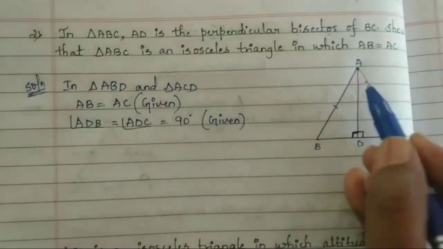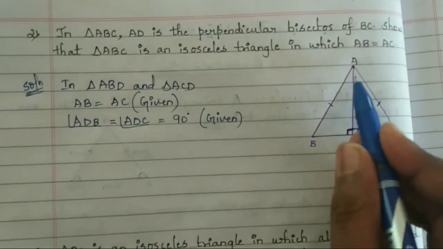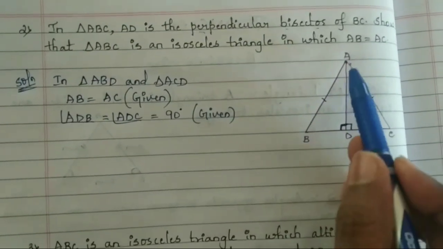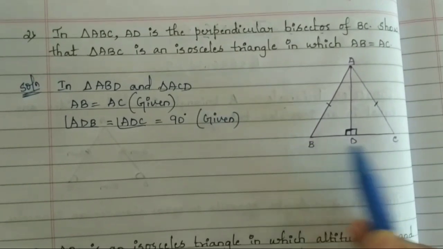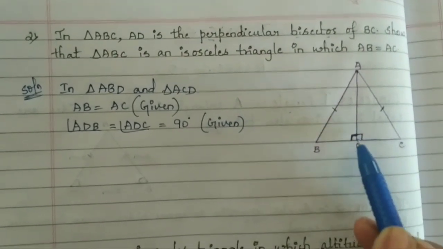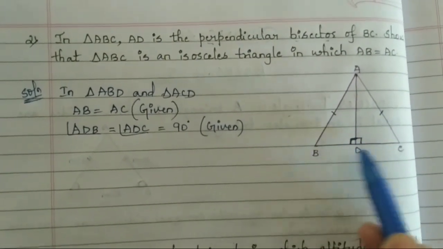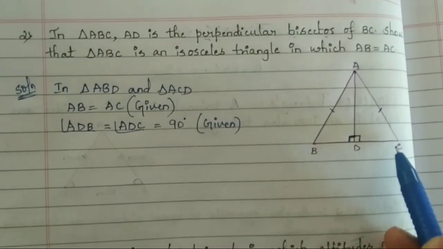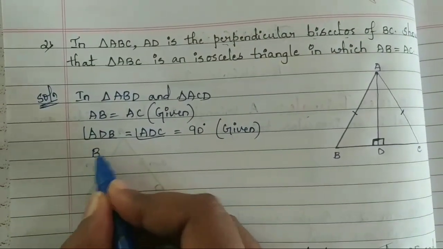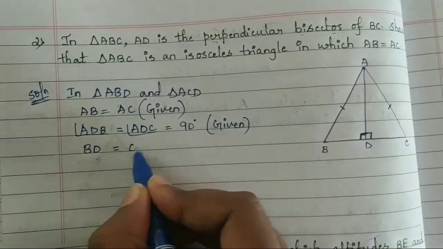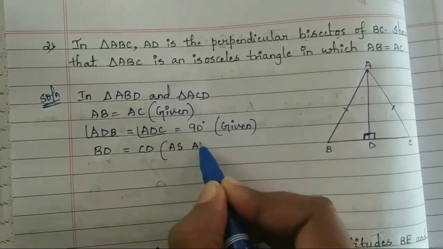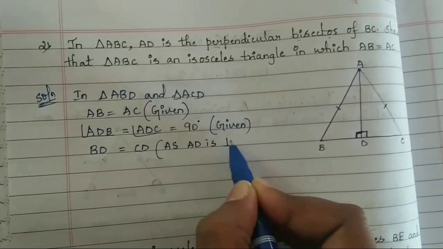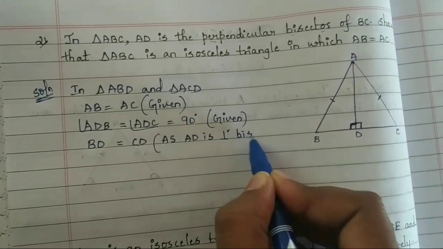Next, as AD is the perpendicular bisector of BC, bisector means this line is dividing BC into equal halves. So we can write here BD is equal to CD. The reason is that AD is the perpendicular bisector.